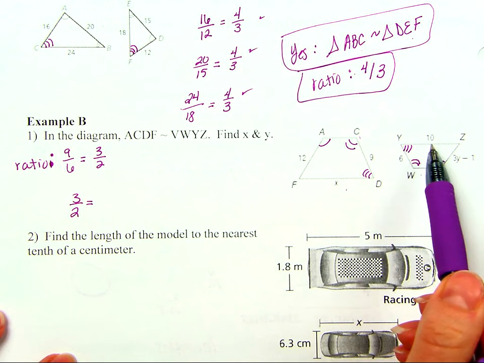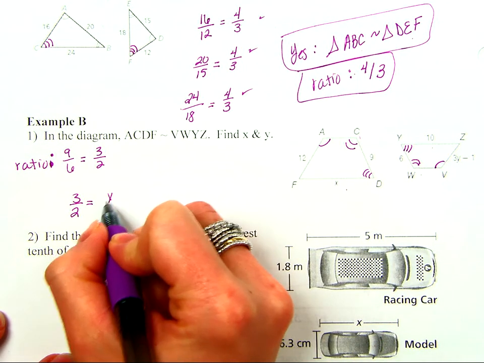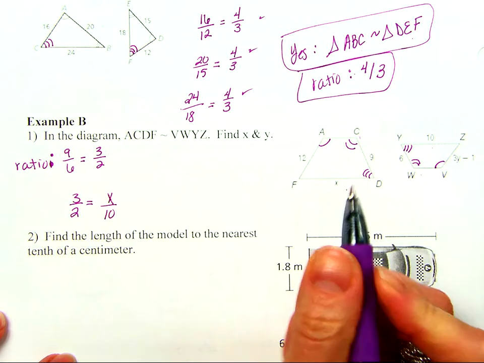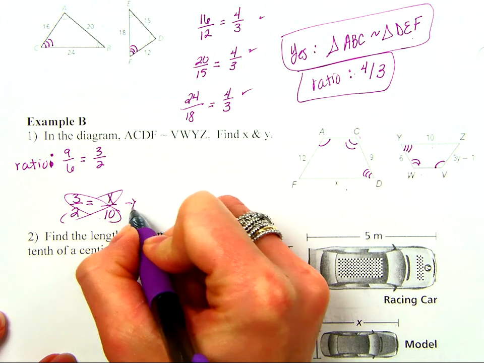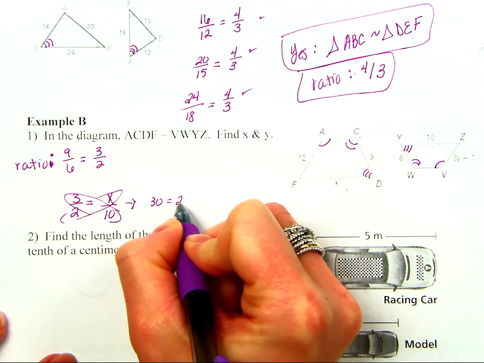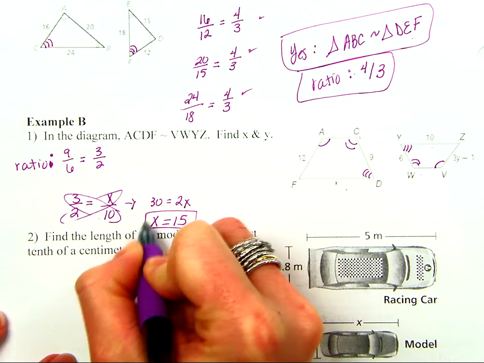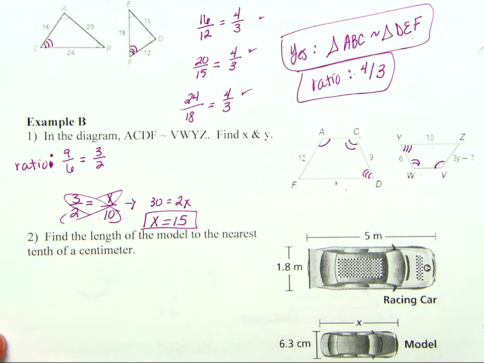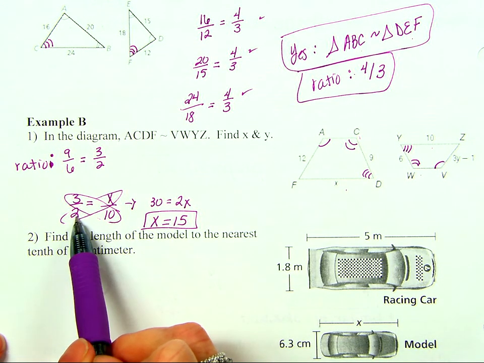Well, x corresponds to 10. If I did big to small, then I'm going to say x over 10, and I'm going to look at solving for my cross products. Looks like we have 30 equal to 2x, and that x is going to equal 15. And some of you could have just solved that mentally, and that's fine. Now, could I have used 9 to 6 instead? Yes, this is simply just a reduced version of that, so that would be fine as well.